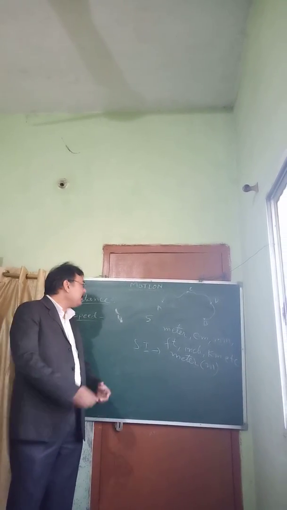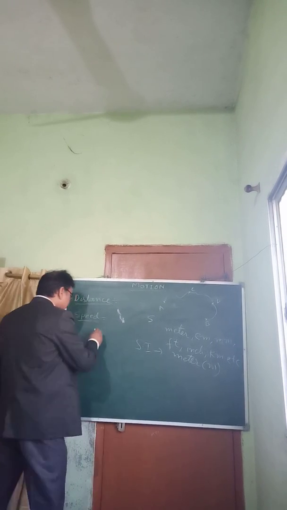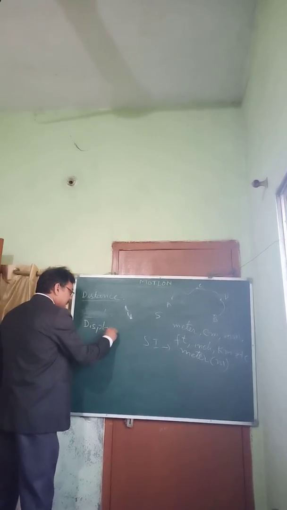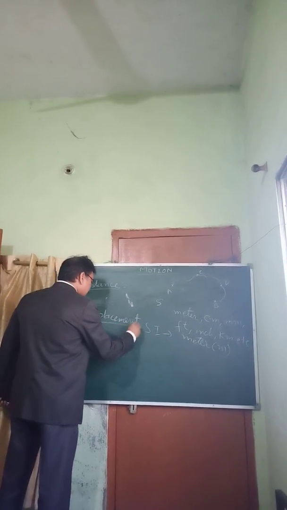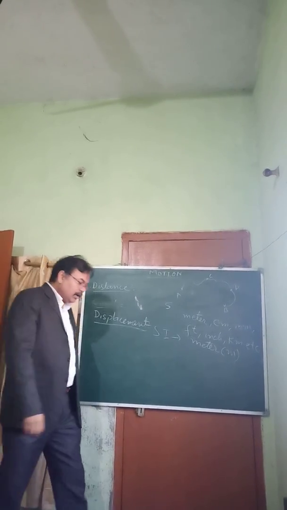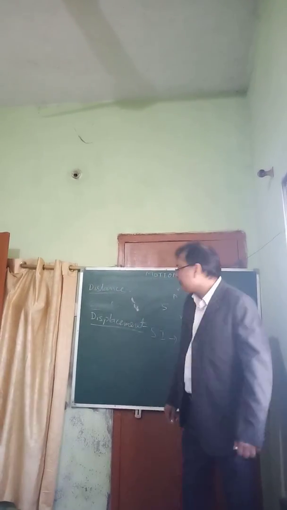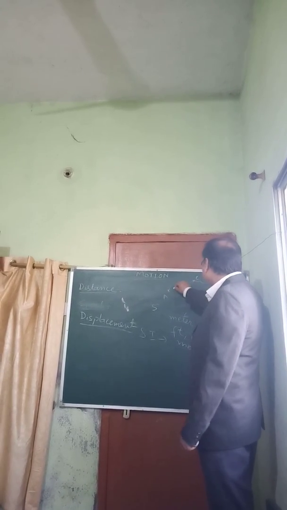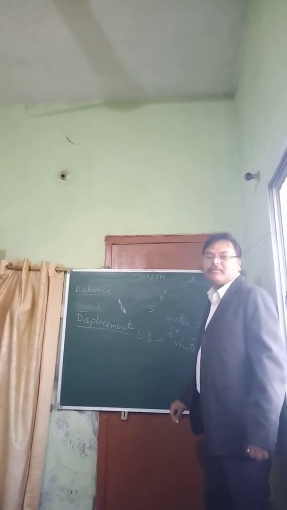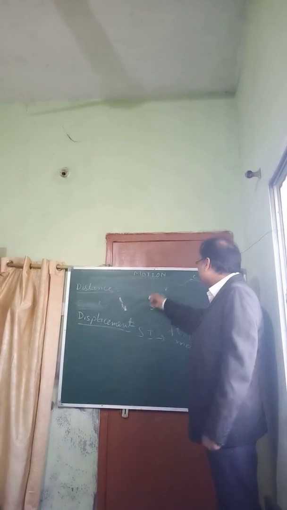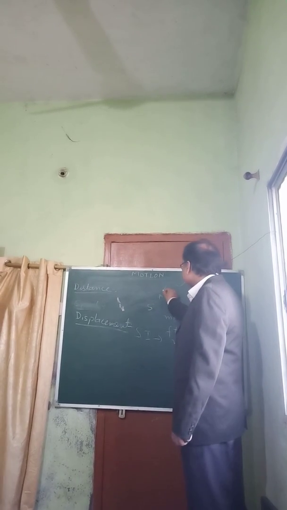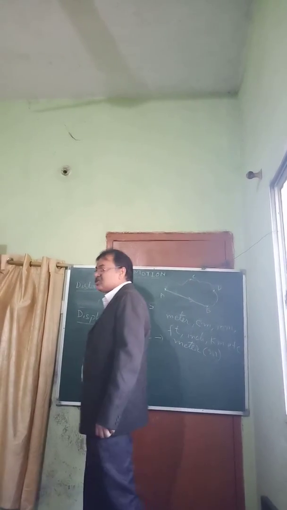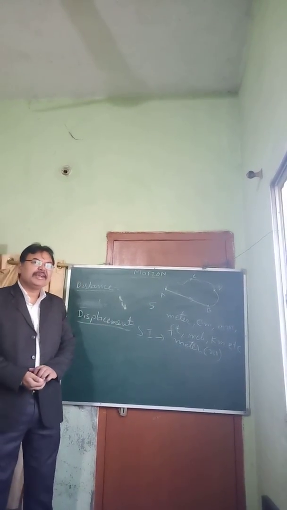Now the next topic is displacement. See, what is displacement? Let us come back to the same example. The body started from A and following this path, it reached B. The path length is the distance. Now, what is the displacement? Displacement is always the shortest distance. Is it a scalar quantity?